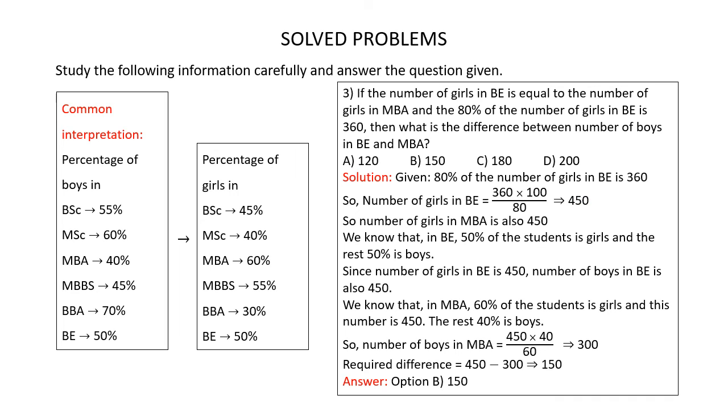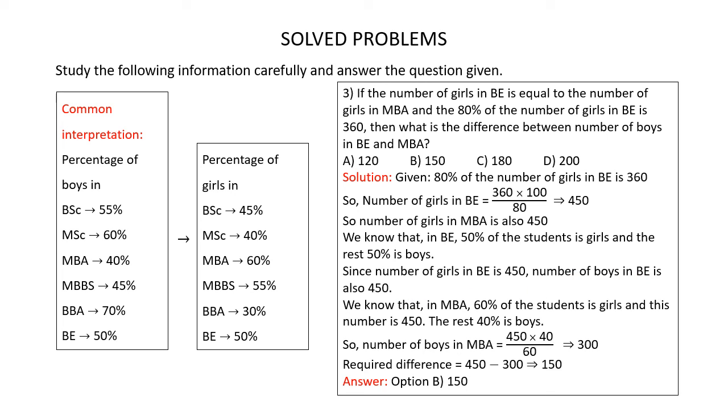It's given that the number of girls in BE is equal to the number of girls in MBA. So since the number of girls in BE is 450, number of girls in MBA is also 450. Now from this information in the common interpretation, we know that in BE 50% students is girls and the rest 50% is boys. Since number of girls in BE is 450, number of boys in BE is also 450.